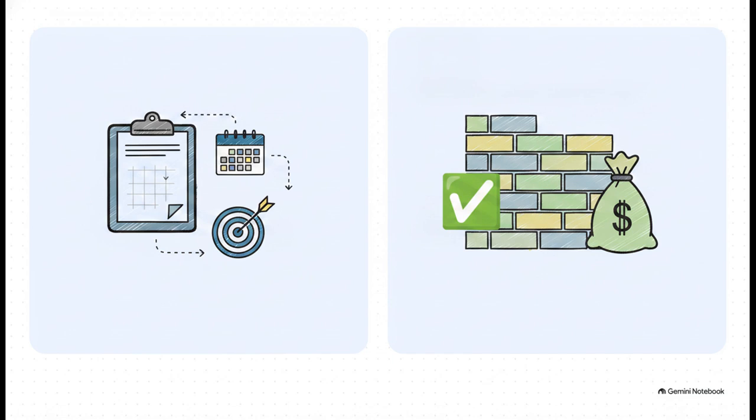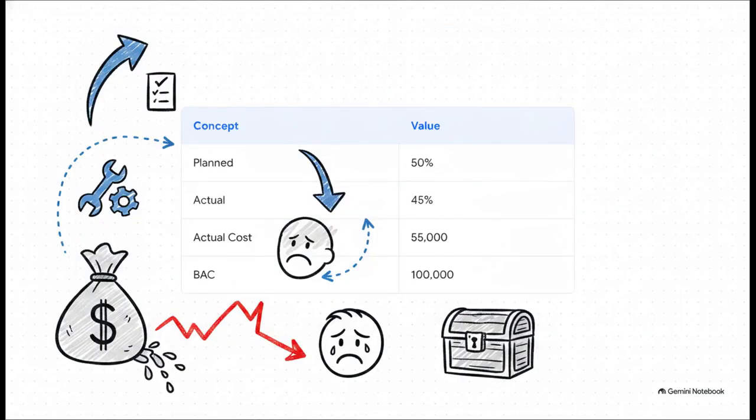Planned value, or PV, is the budgeted cost for the work you planned to get done by today. Earned value, EV, is the budgeted cost for the work you actually completed by today. As we all know, reality rarely matches the plan, so these two numbers are almost always going to be very different. Okay, let's look at the data for scenario 2.